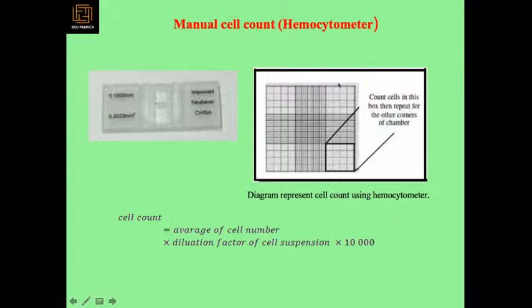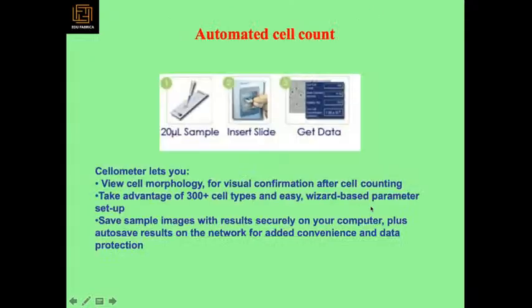What you do is you count these four different squares on the corners, and then you take the average. So this is your average cell number. And there are also automated cell count chambers available in the market, which will, according to the cell morphology, count your cells automatically for you.